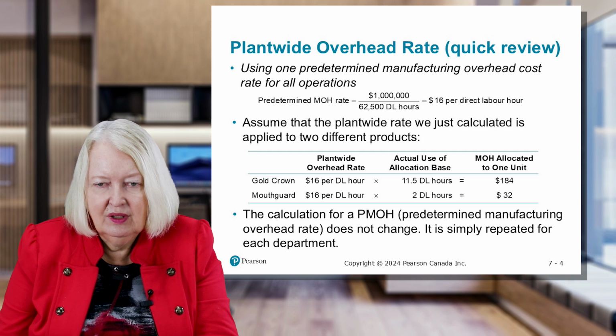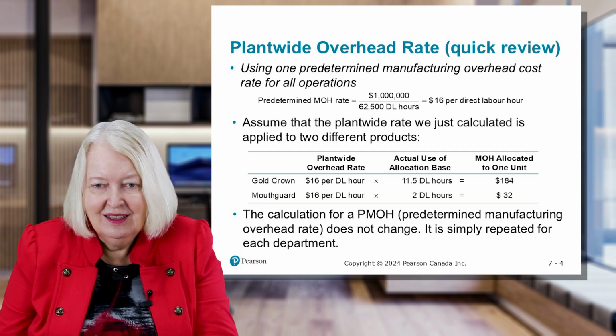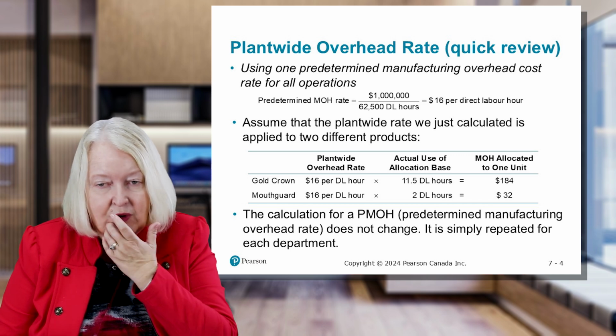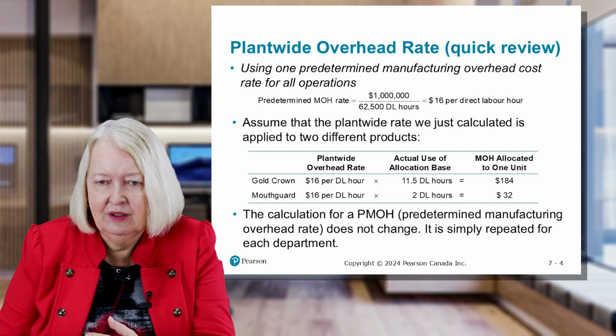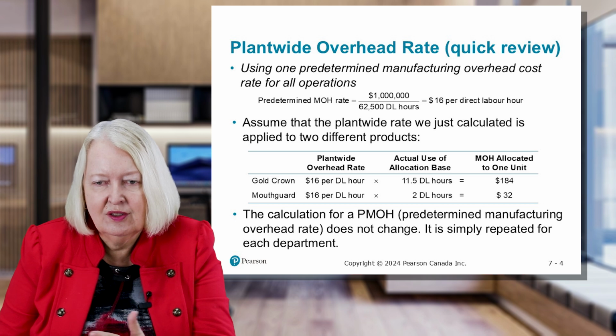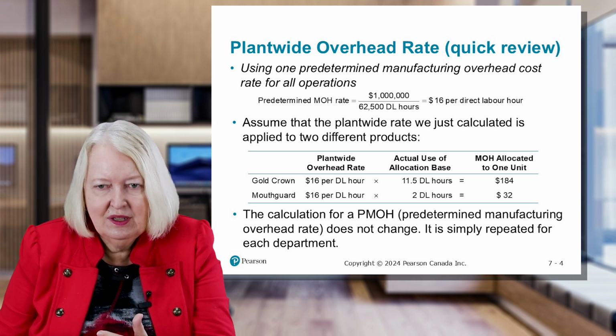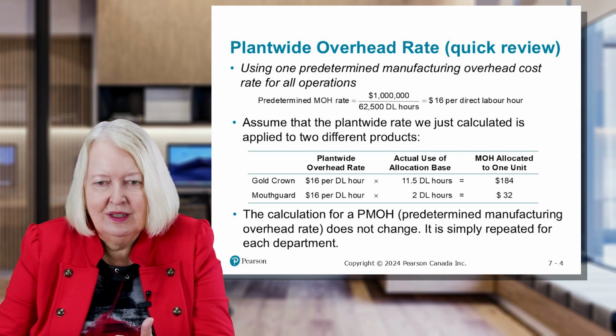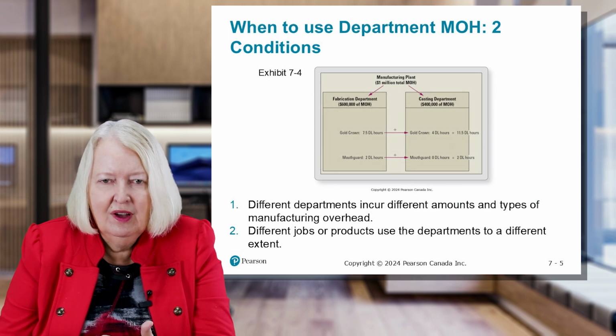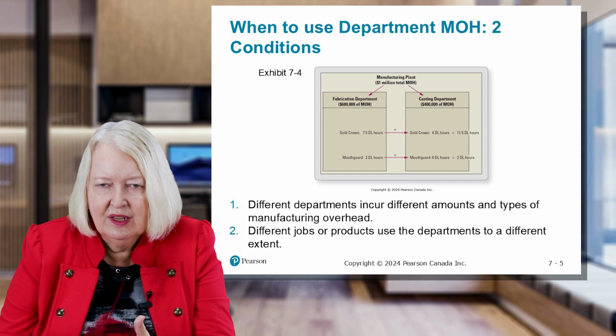The gold crown actually takes longer to make, so it's 11 and a half hours. So they're going to be allocated $184 for that product, whereas the mouth guard is only 2 hours, so $16, so they're going to be allocated $32. So does this give the best picture of the product is what we want to know. What you find is different departments incur different amounts and types of overhead, so everybody doesn't use the overhead equally. So this is why you would want to break this down into activities.